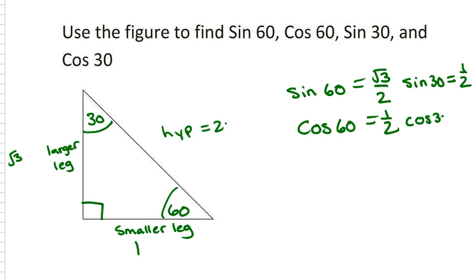Cosine 30, adjacent over hypotenuse is the square root of 3 over 2. Notice the sine of one of the angles is the cosine of the other, and the cosine of this one is the sine of the other, and vice versa. That's what happens in one of those special right triangles.